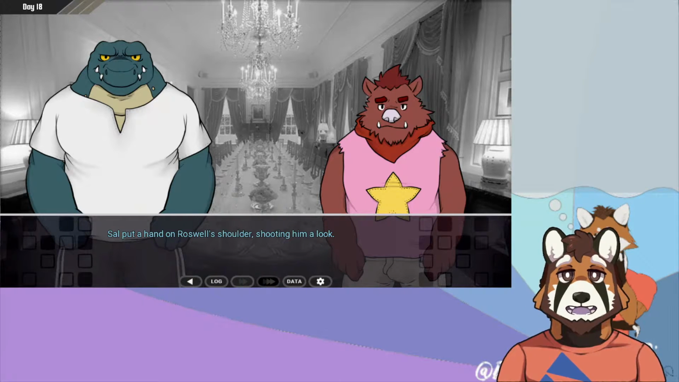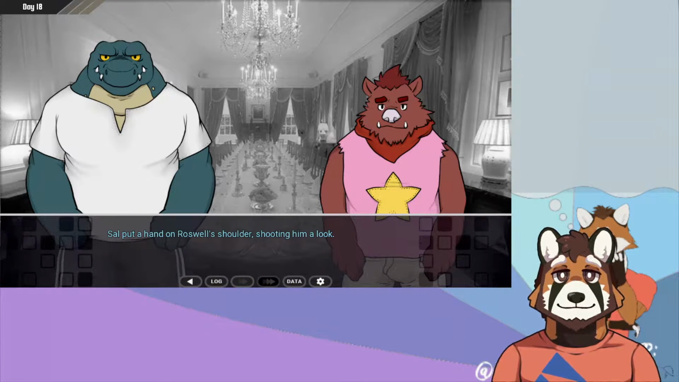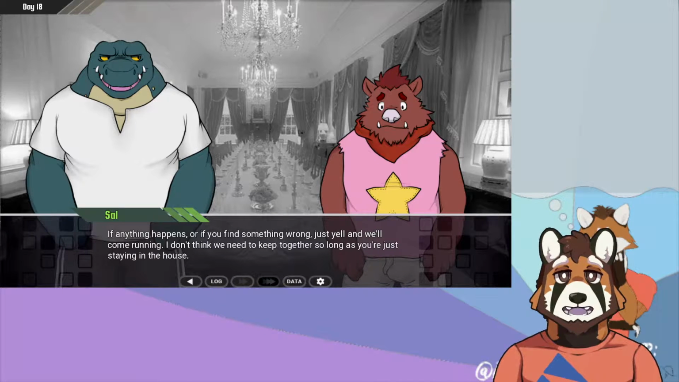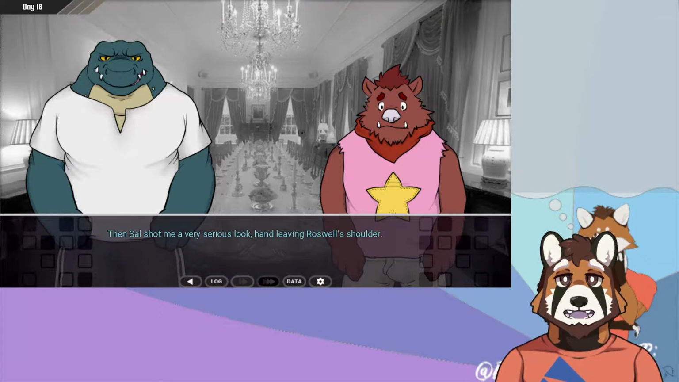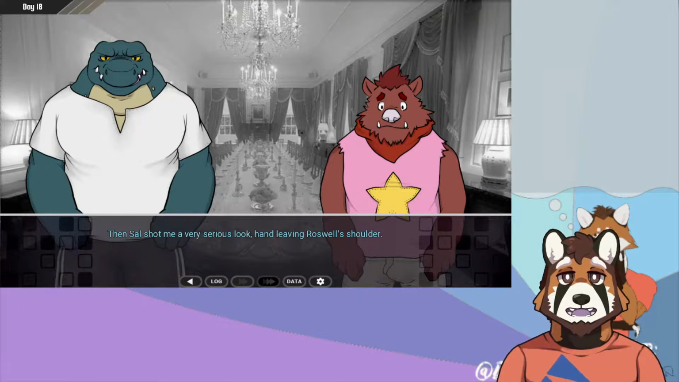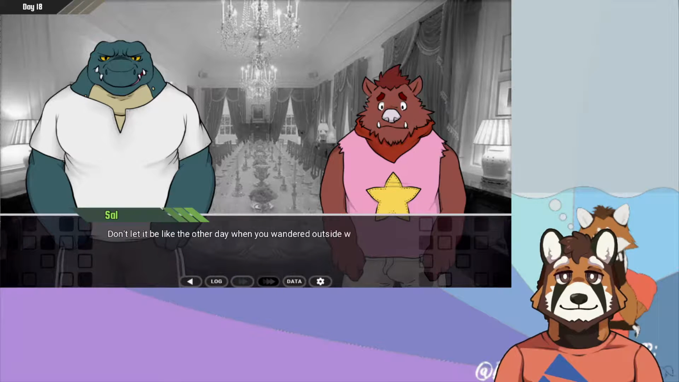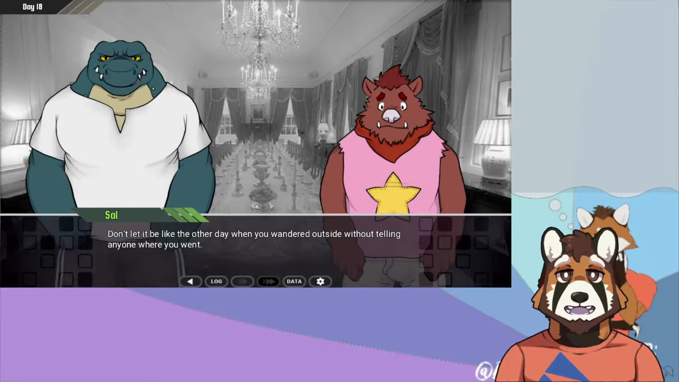Sal put a hand on Roswell's shoulder, shooting him a look. If anything happens, or if you find something wrong, just yell and we'll come running. I don't think we need to keep together so long as you're just staying in the house. Then Sal shot me a very serious look, hand leaving Roswell's shoulder. Don't let it be like the other day when you wandered outside without telling anyone you went. Or where you went.